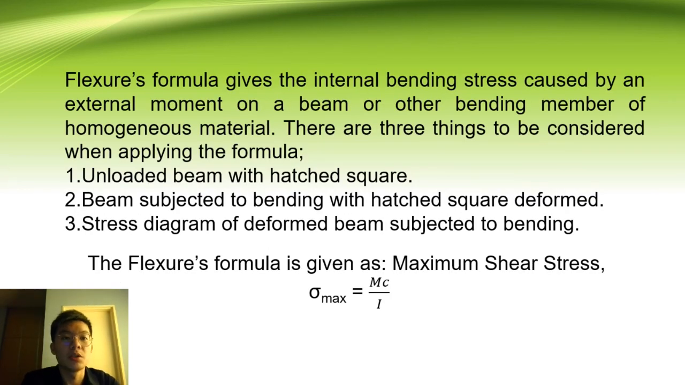Theoretically, we will be using the flexure formula, which gives the internal bending stress caused by an external moment on a beam or other bending member of a homogeneous material. There are three things to be considered when applying the flexure formula. The first is the unloaded beam with a square cross section. Second is the beam subjected to bending with the square deformed. And thirdly, the stress diagram of the deformed beam subjected to bending. As you can see, the flexure formula is given as maximum stress equals Mc over I.